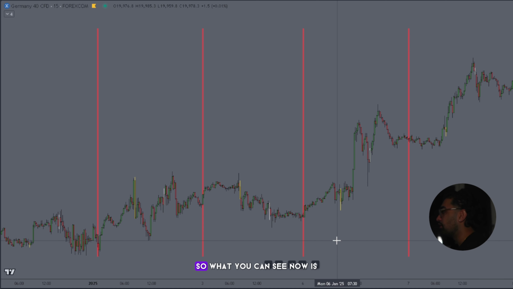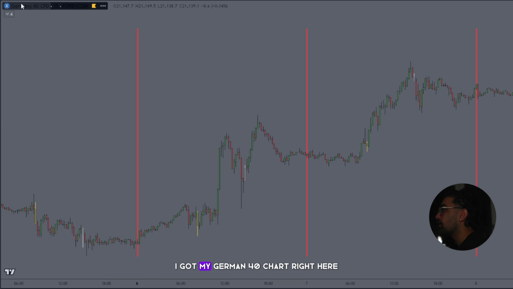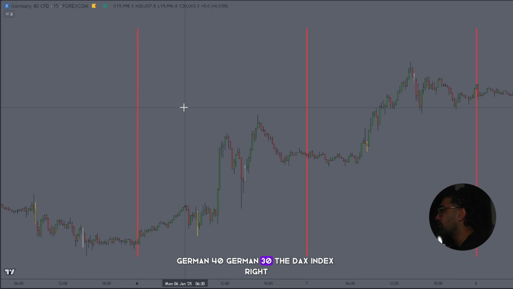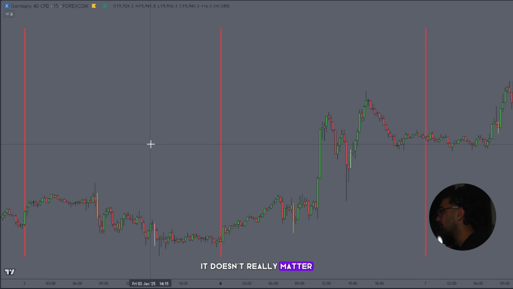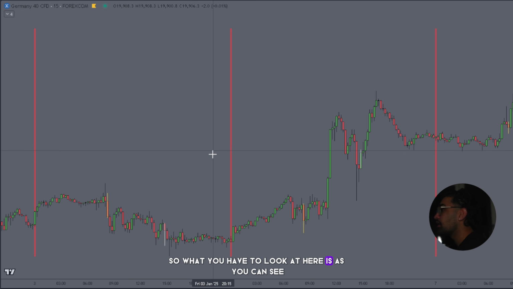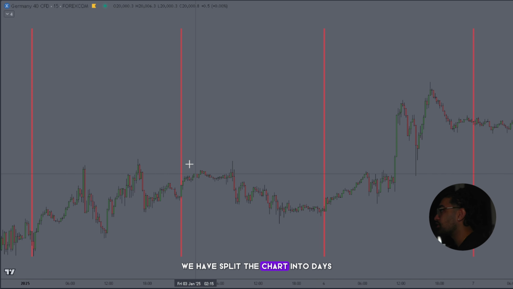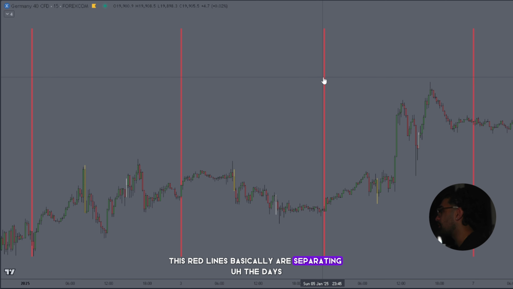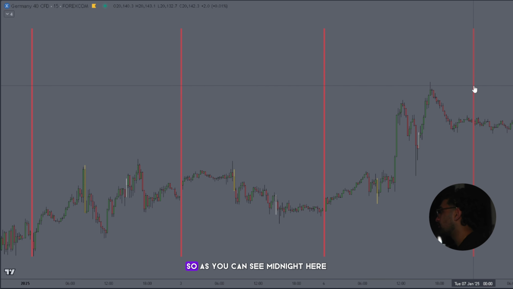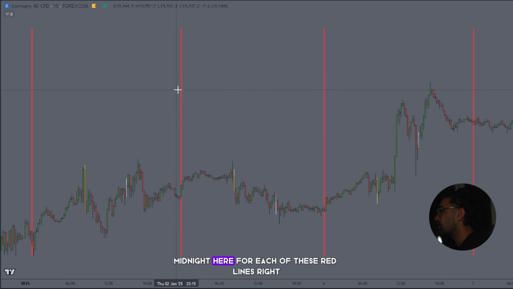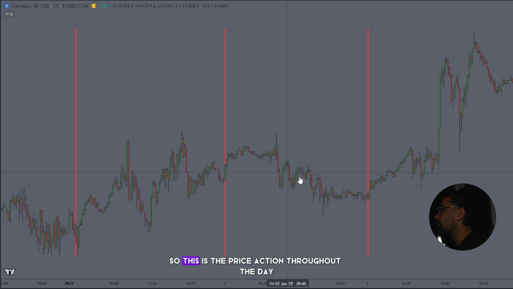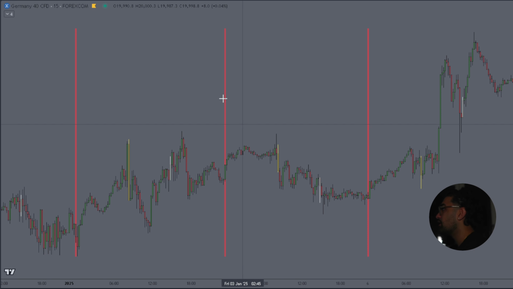Okay, so guys, what you can see now is I've got my German 40 chart right here. German 40, German 30, the DAX, index, it doesn't really matter. What we have to look at here is, as you can see, we have split the chart into days. These red lines basically are separating the days, so as you can see, midnight here for each of these red lines. So this is the price action throughout the day. I'm currently on the 15-minute chart and the UTC time zone, so London time, on TradingView.